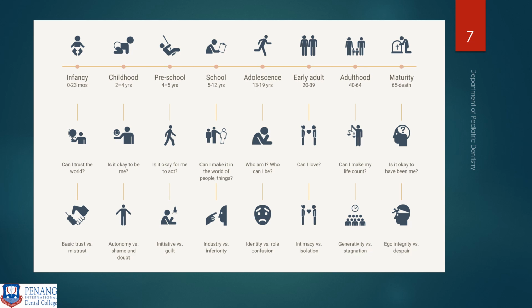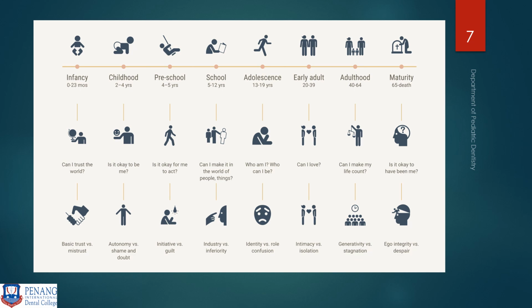Then the stage comes of childhood, where the individual asks, is it okay to be me? And therefore you have a crisis of autonomy versus shame and doubt. So once you clear that, you go to progress to the next one. In your preschool age, the question that the individual asks is, is it okay for me to act, to do something? And the crisis here is initiative versus guilt.